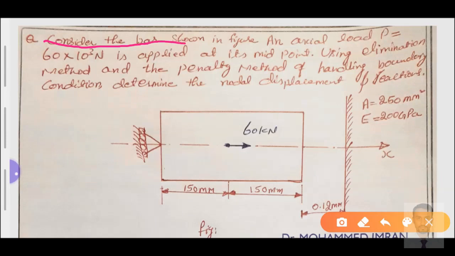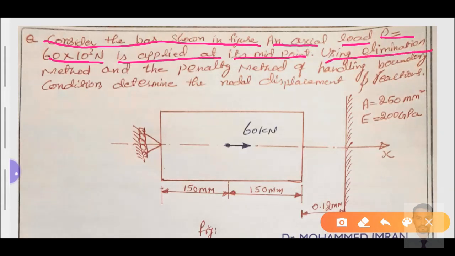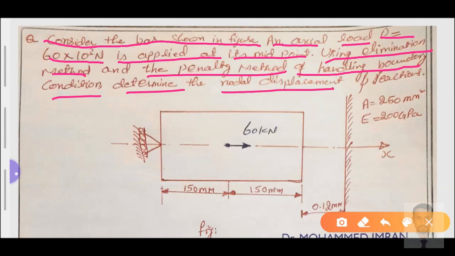Consider the bar shown in the figure. An axial load P equals 60 × 10^3 Newton is applied at its midpoint. Using the elimination method and the penalty method of handling boundary conditions, determine the nodal displacement and reaction.